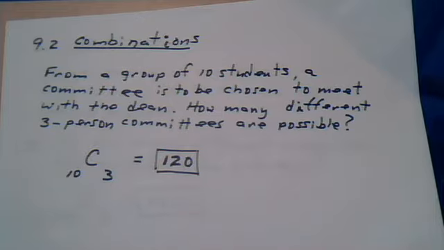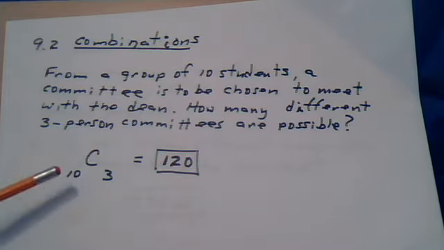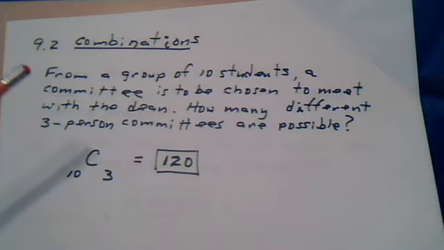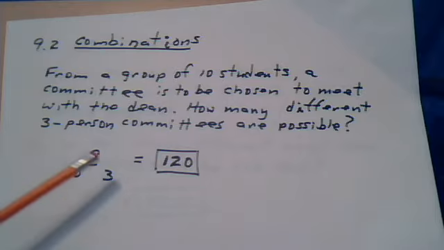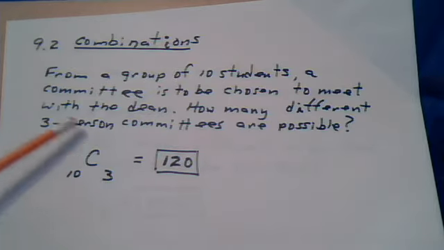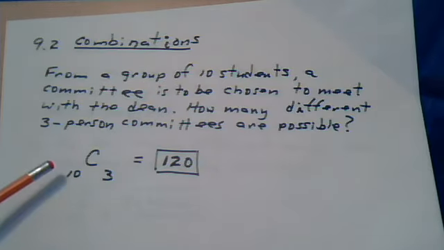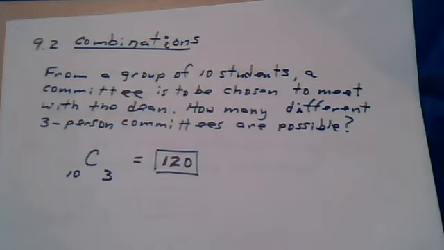Since we're forming groups of a certain size, that's a combination. So there are 10 people available, and we're going to form groups of size 3. So that's a combination of 10 items taken 3 at a time. This will count how many groups of size 3? 120.